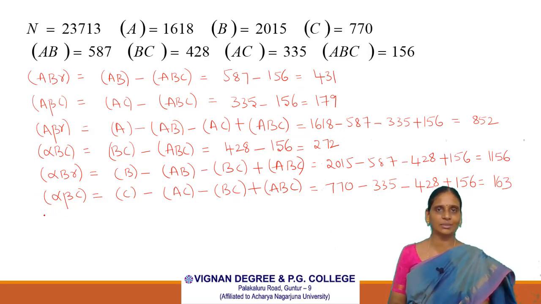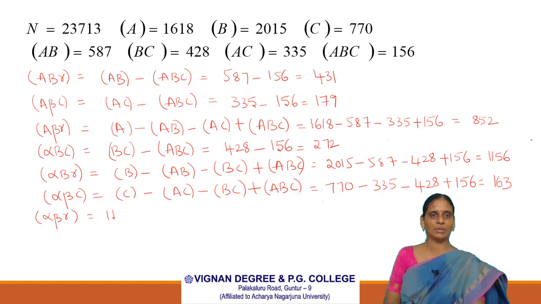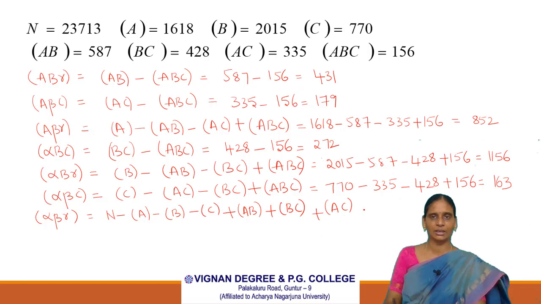And the last ultimate class frequency, that is frequency of alpha, beta, gamma. Now frequency of alpha, beta, gamma can be written as capital N minus frequency of A minus frequency of B minus frequency of C plus frequency of AB plus frequency of BC plus frequency of AC minus frequency of ABC.